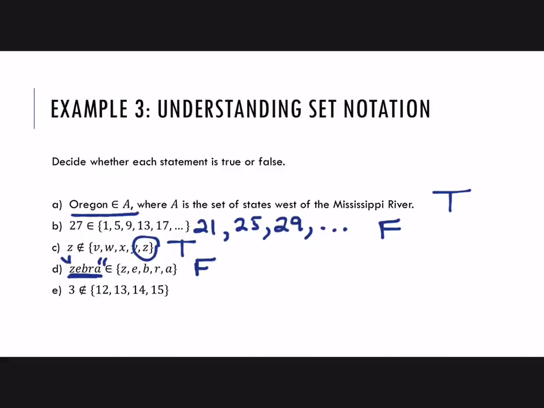And then finally, the last statement reads 3 is not an element of the set 12, 13, 14, 15. And that is true. Even though you see a 3 that's part of 13, it doesn't mean that 3 is in the set. There are 4 things in this set, and they are the numbers 12, 13, 14, 15. None of those are 3.